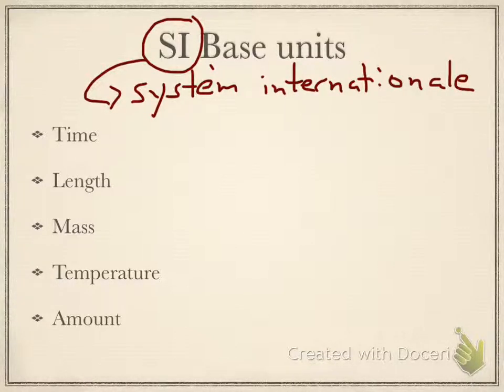Système International. It's French for international system. Same thing. So basically, we have an international system of measurements so that we're all on the same page. If some of us are talking about inches and some of us are talking about centimeters, then we'll have a problem. So we have an international system, or the French word Système International, to keep everything the same.